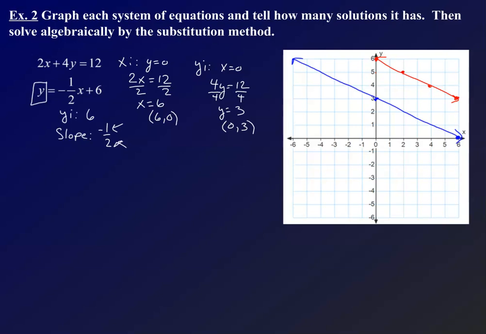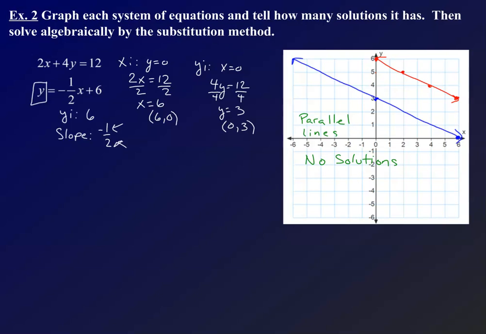And what you should notice is that they are parallel lines. Which means that we're going to have no solutions. Because if 2 lines are parallel, that means they never intersect. And our goal is to find where things intersect.